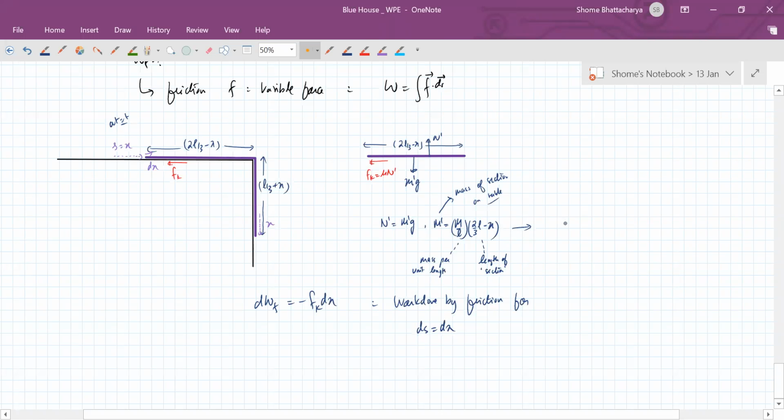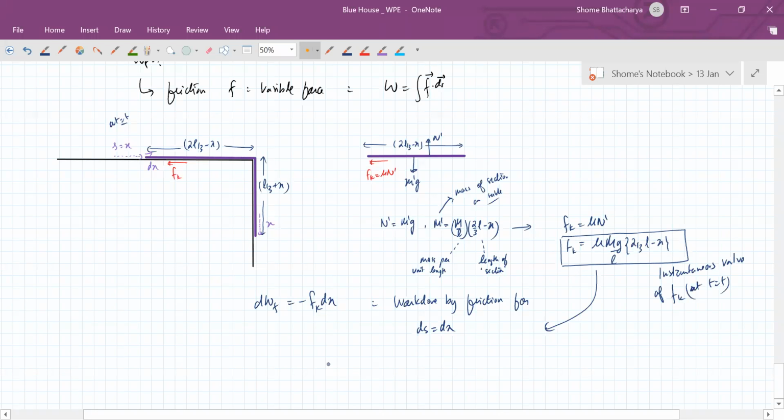Okay. But before that, once you got this normal reaction, so kinetic friction is mu N prime. So it is mu into mg by L into 2 by 3 L minus x. This is the kinetic friction. This is an instantaneous value of kinetic friction at this time t equal to t, okay, like this. So in this we have to substitute this now. The minus sign is because dx and friction are in opposite direction.